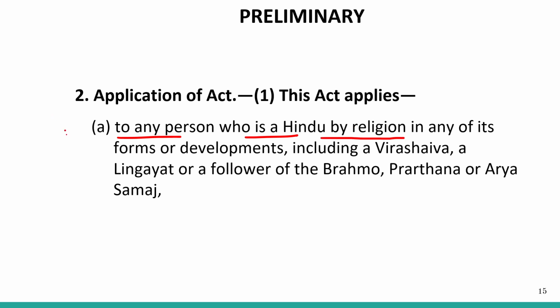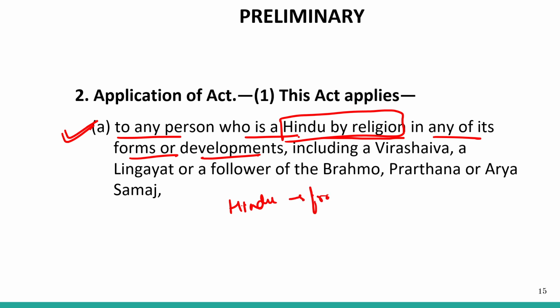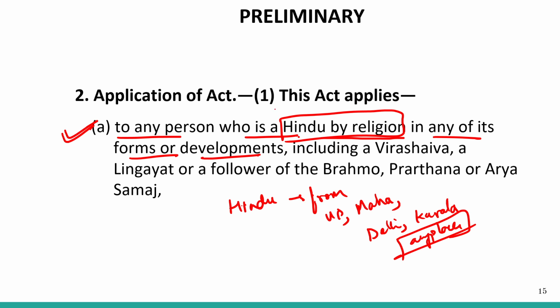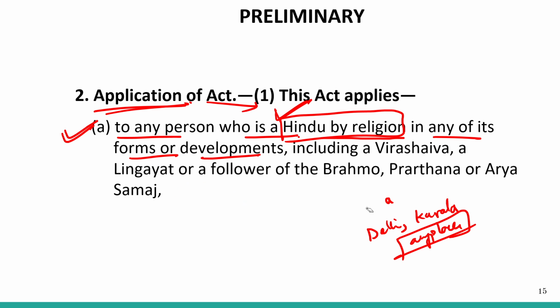To any person who is a Hindu by religion. Okay. So now, to whom will this Act be applicable? To any person who is a Hindu by religion in any of its forms or developments. Okay, so whether it is a Hindu from Uttar Pradesh, from Maharashtra, from Delhi, from Kerala, any place within the territory of India, if that person is a Hindu, then this Act will be made applicable to that particular Hindu.